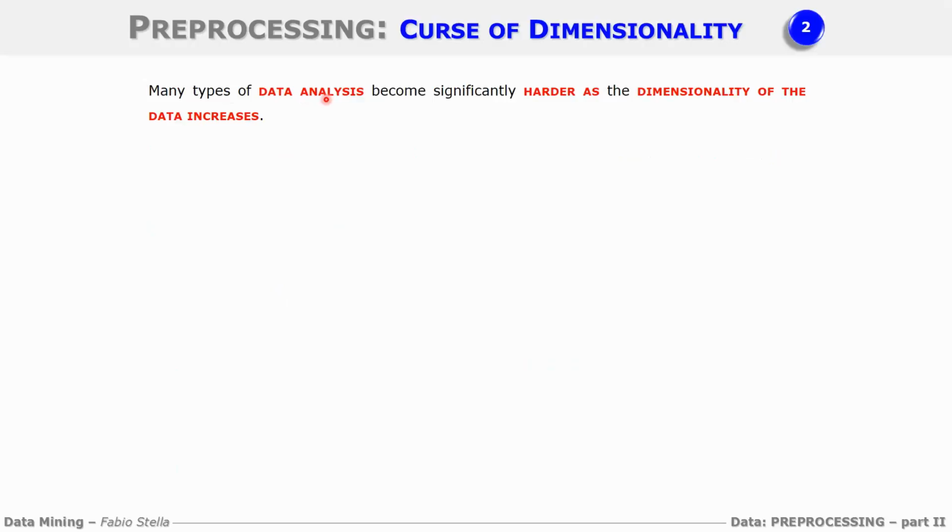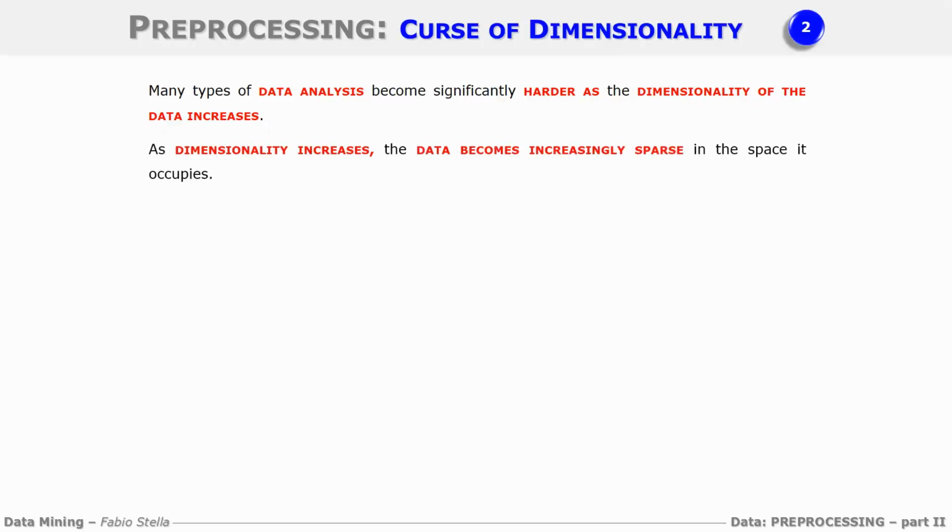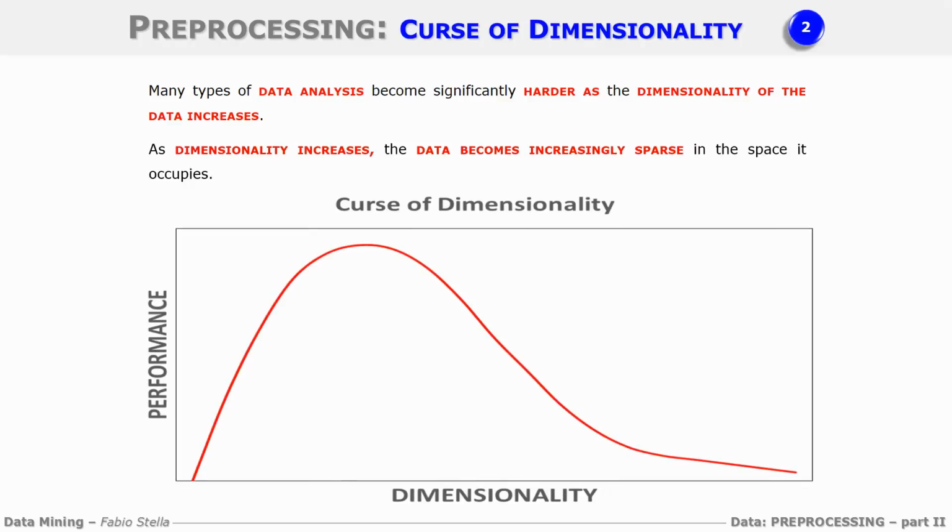Many types of data analysis become significantly harder as the dimensionality of the data increases. In particular, as dimensionality increases, the data becomes increasingly sparse in the space it occupies. Here we represent the graph of the so-called curse of dimensionality phenomenon. On the x-axis we have the dimensionality of the data mining model we develop, and on the y-axis we have the performance the data mining model achieves on a given dataset.